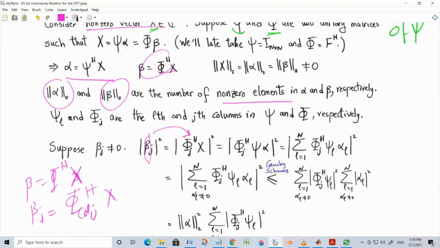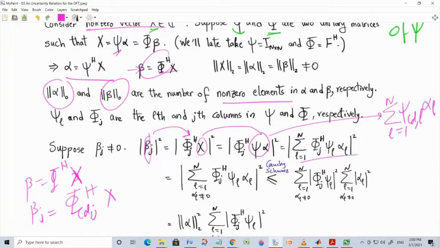Now x can be written in terms of psi. So replace x by psi alpha. Now psi alpha can be written as a summation over L from 1 to n, the Lth column of psi multiplied by alpha L. Okay, so we can write down the jth element here in terms of this summation.